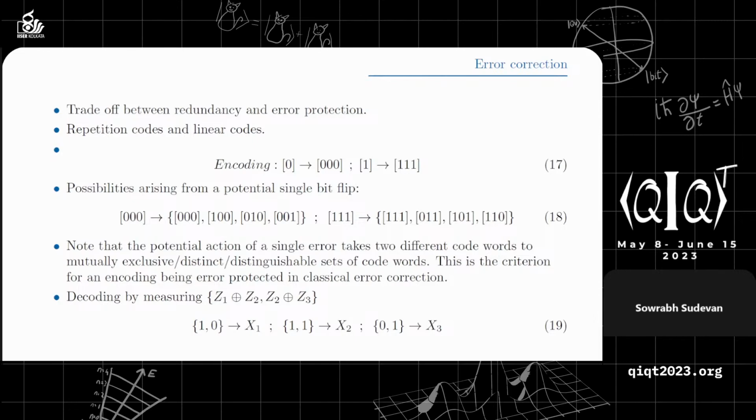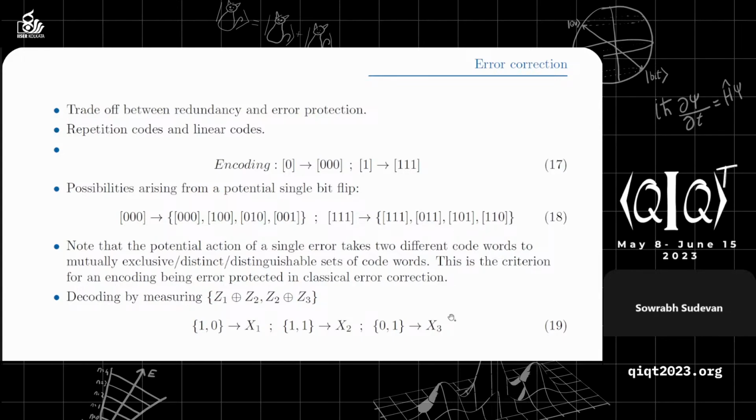You try to encode some information in a larger space such that the set of possible errors will take you to two distinct, distinguishable sets of code words. So this is the criterion for an encoding being error protected in classical error correction, right? And once errors take something to different spaces, there will always exist some mechanism to decode your required information. It doesn't have to be unique. There can be different ways of decoding.